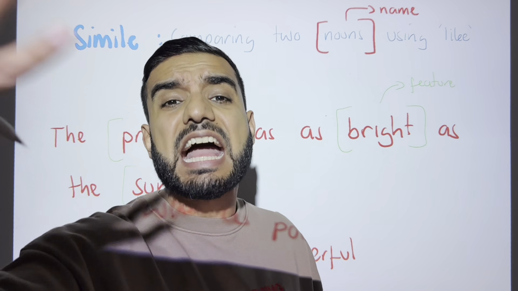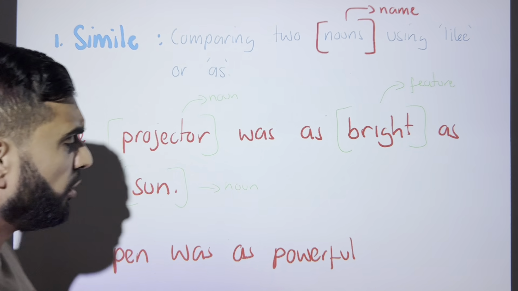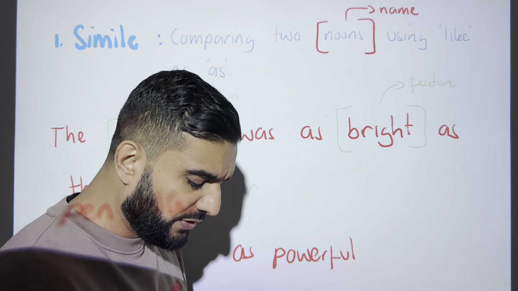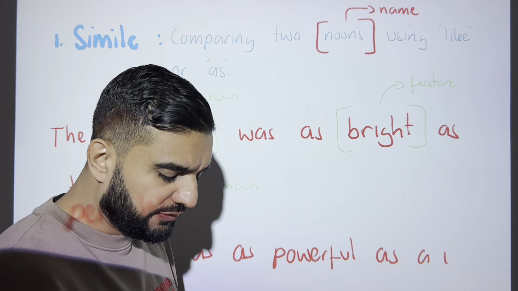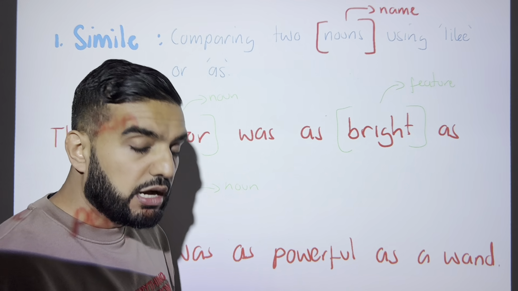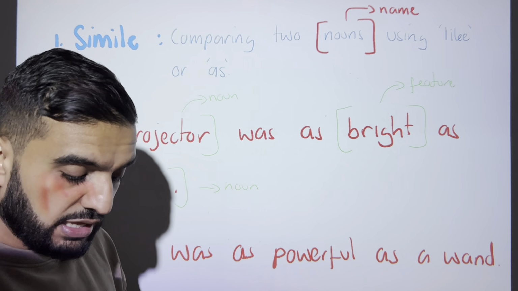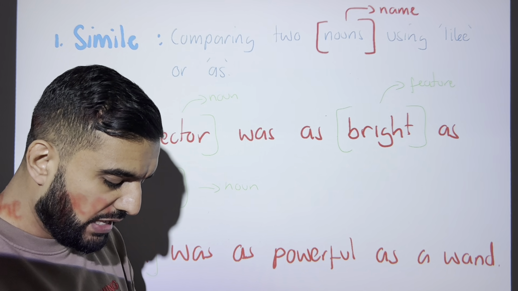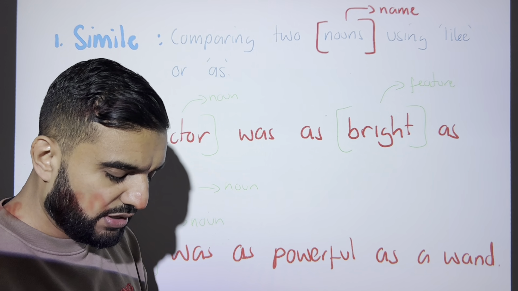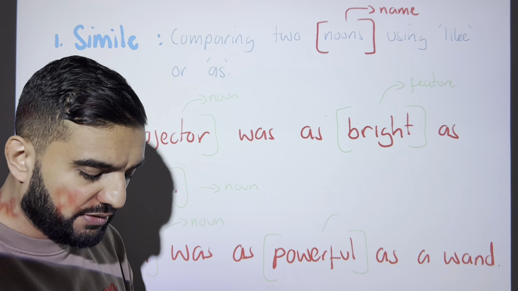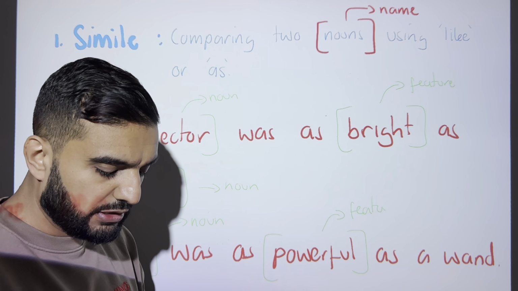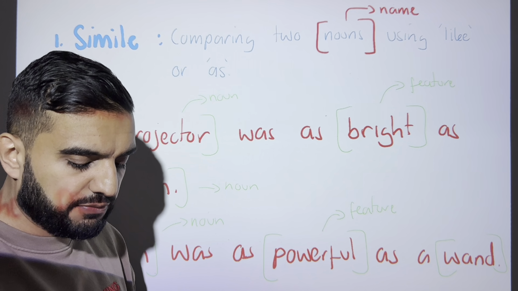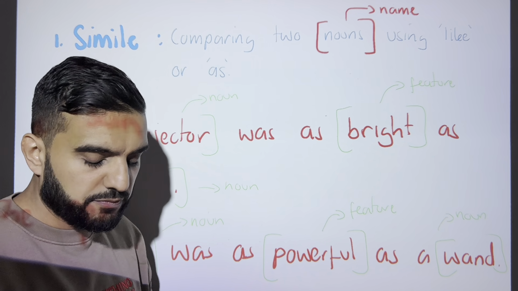What's another noun that I can talk about? I've got my first noun. I've got my feature. The pen was as powerful as a wand. I'm going to compare it to a wand. And guys, same thing. If we were to go over this very quickly, here is my first noun. Over here, guys, I have my feature. And over here, guys, right at the end, I have my second noun.